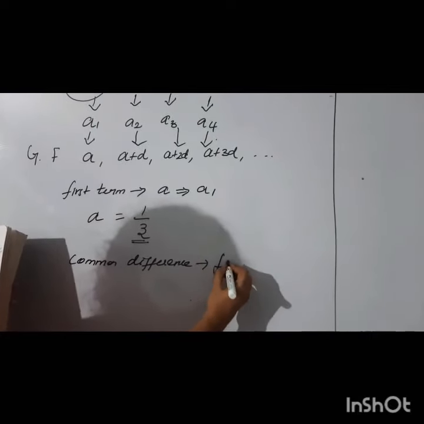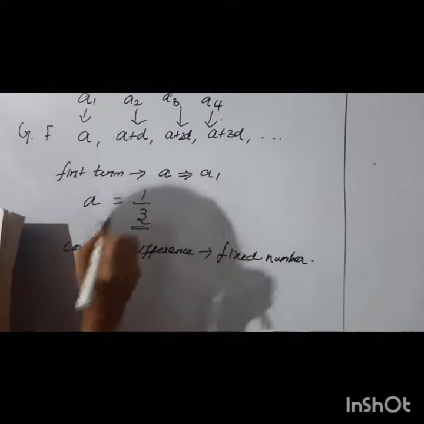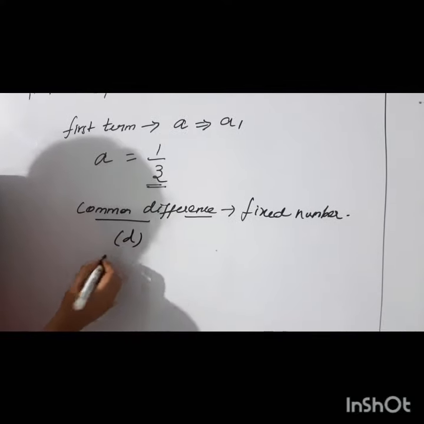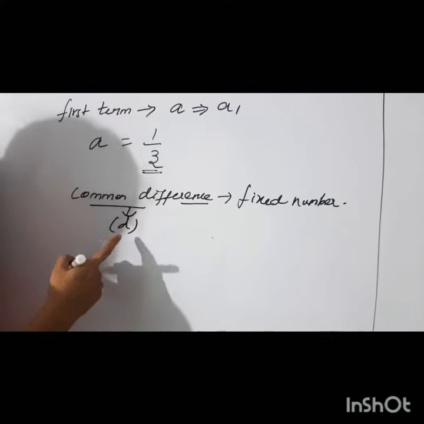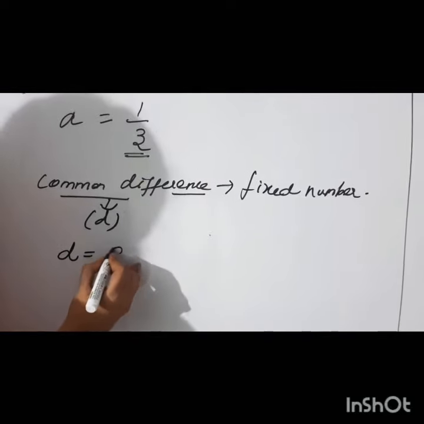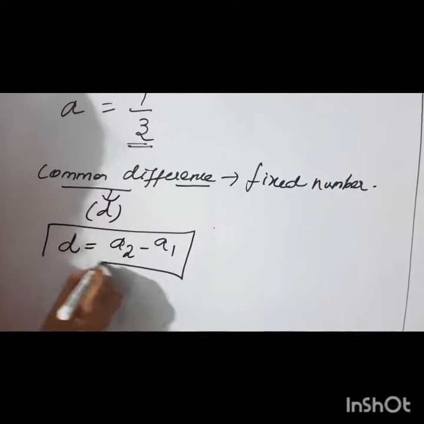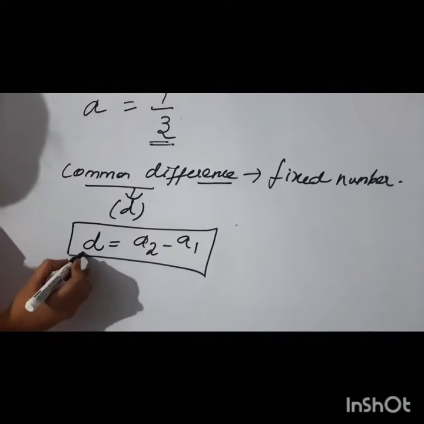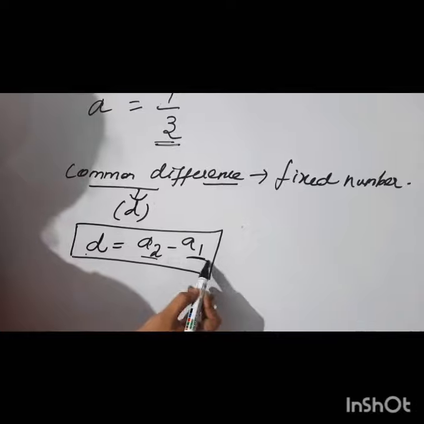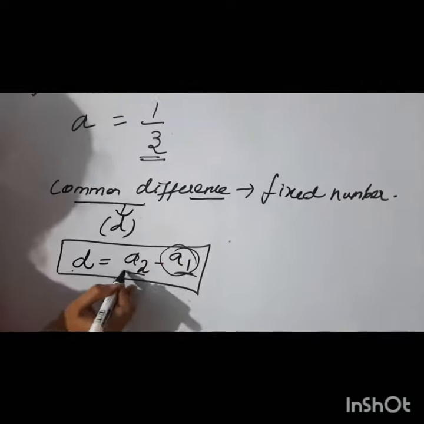What is the common difference? Common difference is the fixed number which is added to each term to get the next term. So how we will find out the common difference? As I told you earlier, common difference is represented by the letter D. Common difference can be calculated by A2 minus A1. Make a note of it, children. The common difference D can be found out by subtracting the first term from the second term.